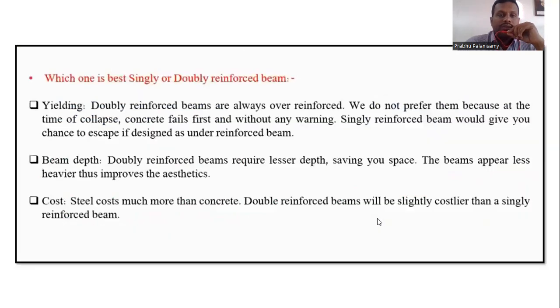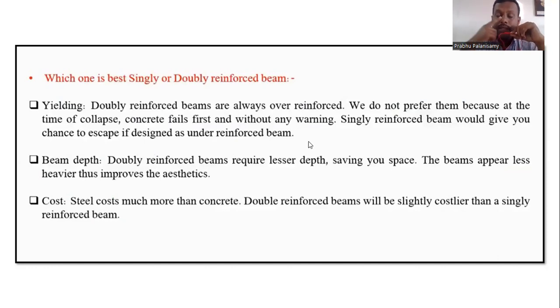And let me ask which is the best. A singly reinforced beam is designed to yield, whereas doubly reinforced beams tend to be over reinforced, and they are not preferred because at the time of collapse the concrete fails first without any warning. So we don't prefer the doubly reinforced beam. A singly reinforced beam, designed as an under reinforced beam, gives you a chance to escape.